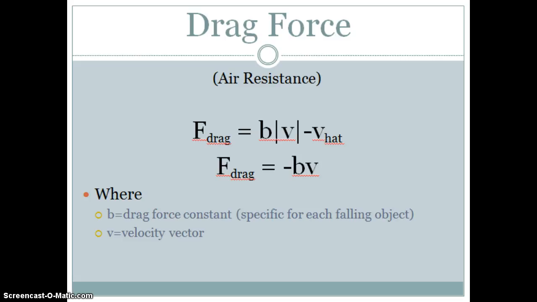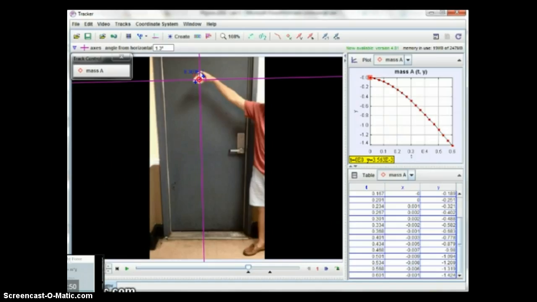The second force acting on the falling object is the drag force, also commonly known as air resistance, which is the force of the air up on the objects as they fall towards the ground. This is equal to the force equals the negative drag constant times the velocity vector. So now that you understand the physics behind this lab, I will explain what I've done.